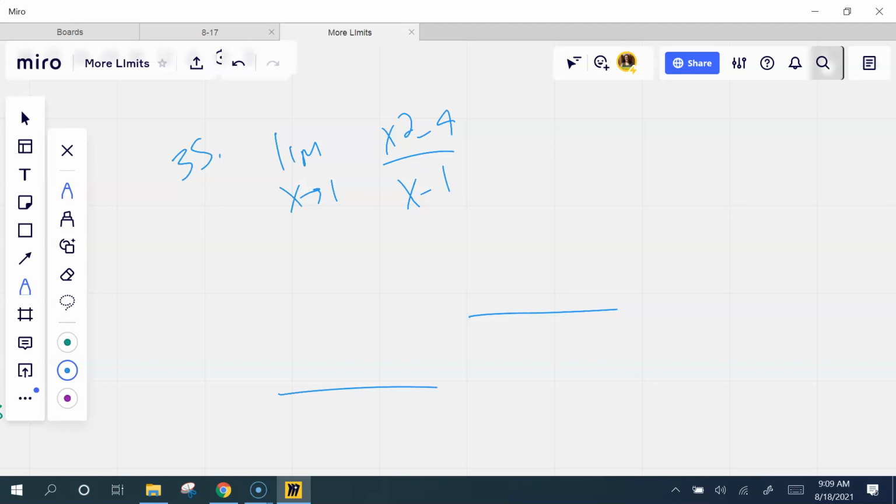It could be an asymptote. It could be a hole. Or, yeah, it could be an asymptote with them going off in different directions. It could be something like this, where they're coming in at different heights. But if it's not the same from both sides, it does not exist. It's okay, yes.